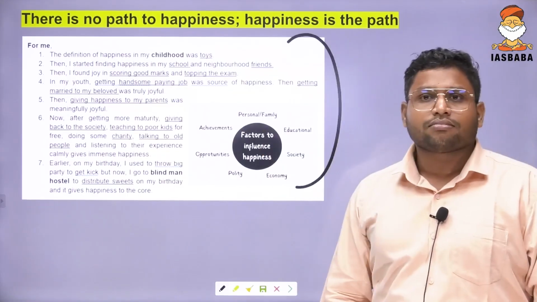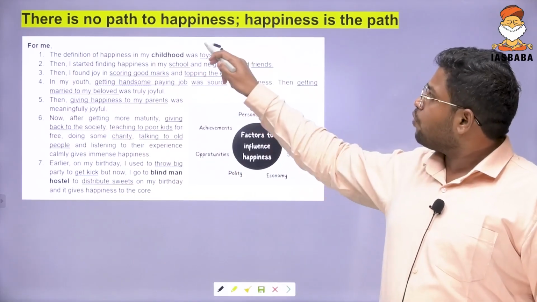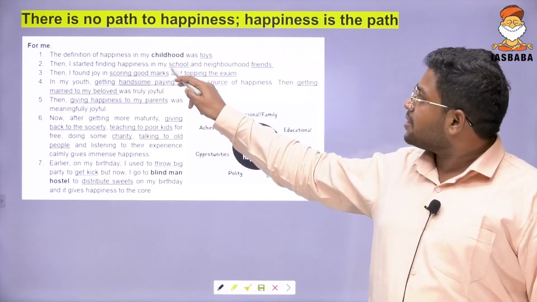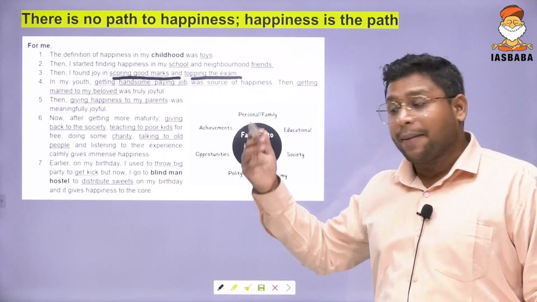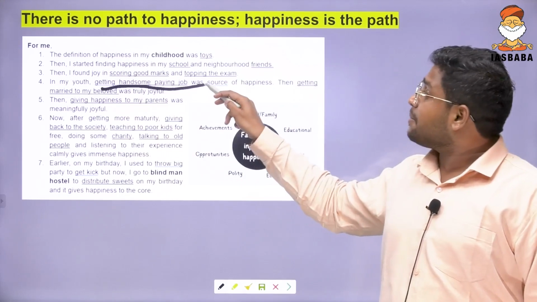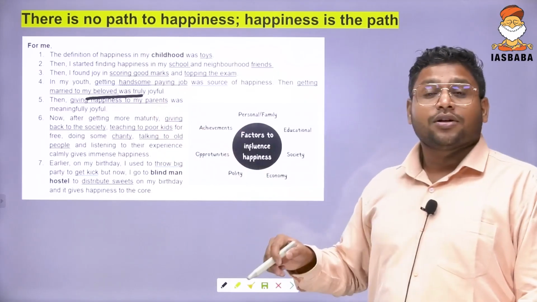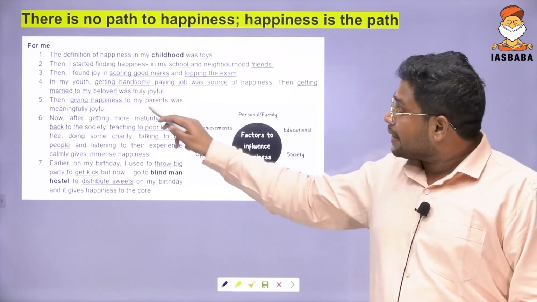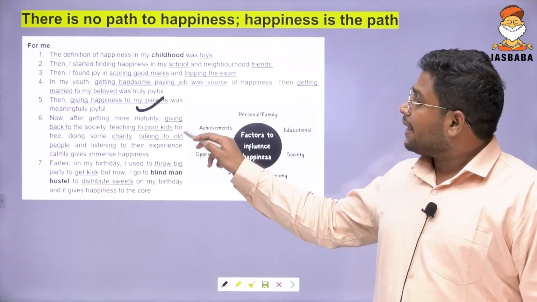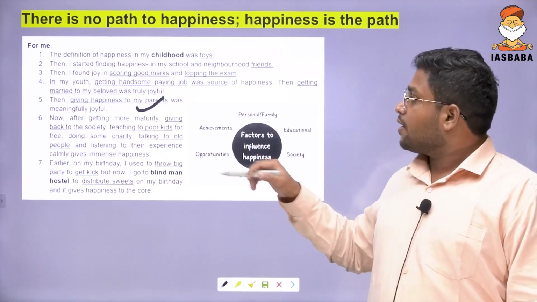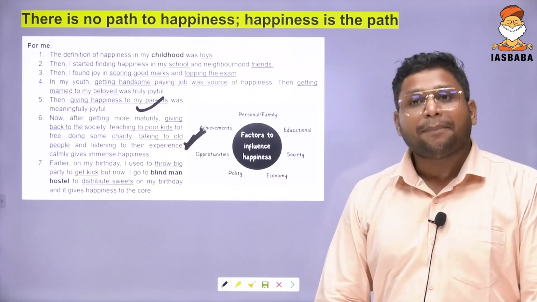So here, just for the sake of reading, I've mentioned for example, the definition of happiness in my childhood was toys. Then I started finding happiness in my school with my friends. Then I found joy in scoring good marks and topping in the exam. Then in my youth, getting a handsome paying job was giving me happiness. Then getting married to my beloved gave me happiness. Then giving happiness to my parents. Now after getting more maturity, giving back to the society, teaching poor kids, doing some charity, talking to old people, all this gives me immense happiness.